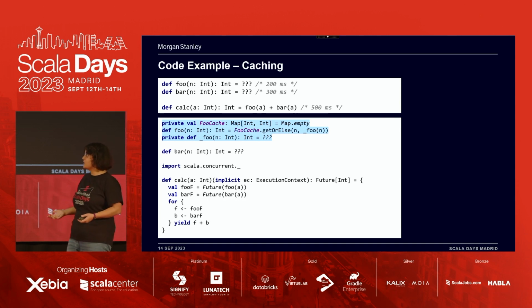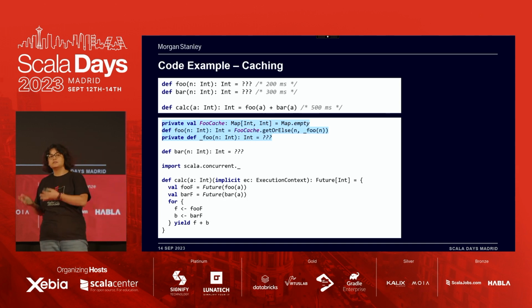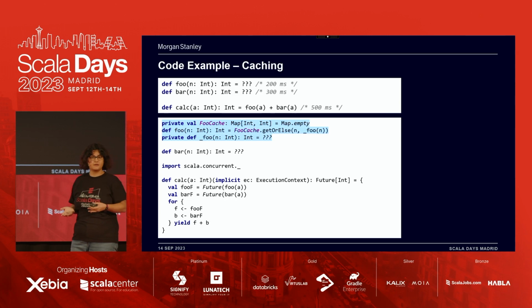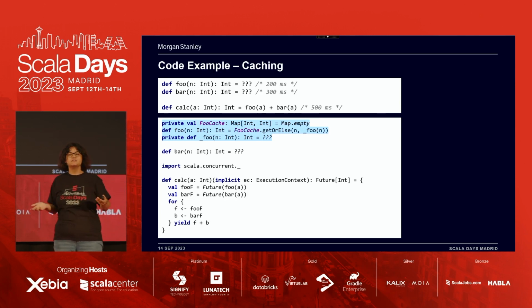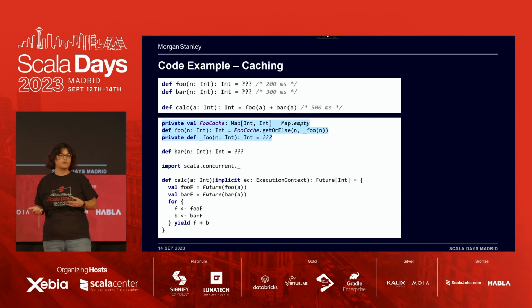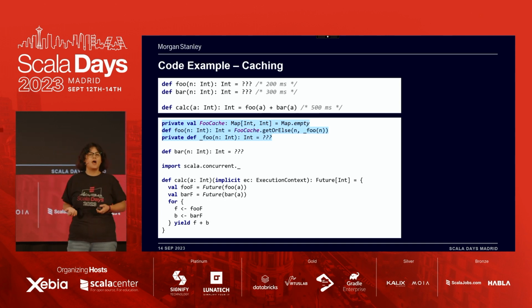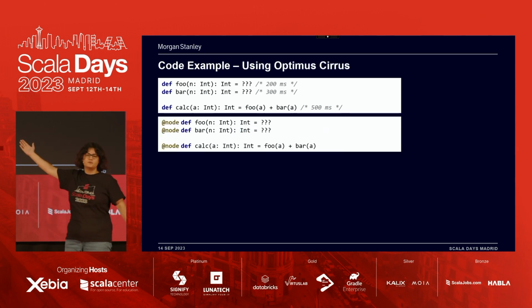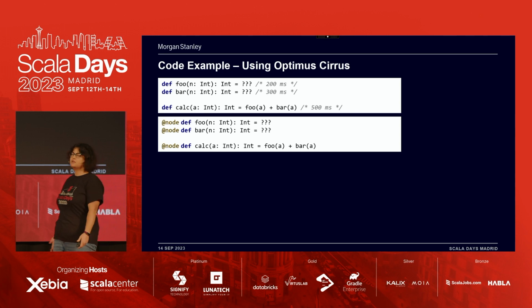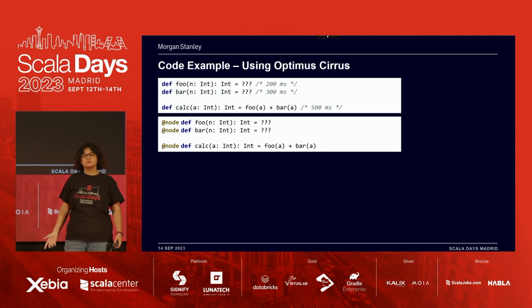So we now have a lot of code that we need to maintain, and a lot of code that requires specific expertise associated with the specific abstraction that we picked. In this case, future. And this is fine, right? But it requires some effort from the developers. Now let's see how this would be done in Optimus. All we have to do is mark our referentially transparent functions with an annotation, @node. And then the Optimus Cirrus platform is going to make sure to run them in parallel, cache them, and distribute them if it's something that we want to do.